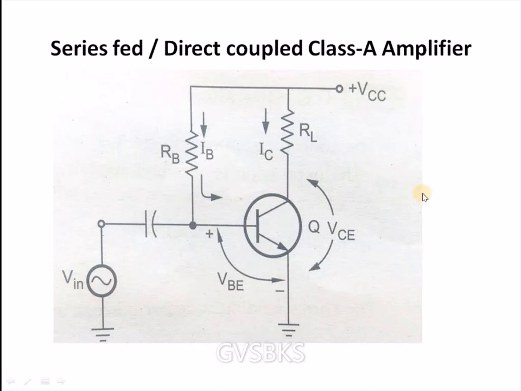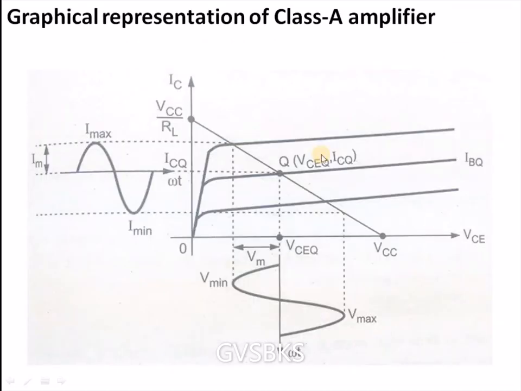Let us see the derivation for the efficiency of the Class A power amplifier. We also know that the Class A power amplifier will conduct for 360 degrees of the input cycle, which means that the output is an exact replica or reproduction of the input AC signal. So if the input is a sinusoidal signal, then the output across the collector is also a sinusoidal signal.